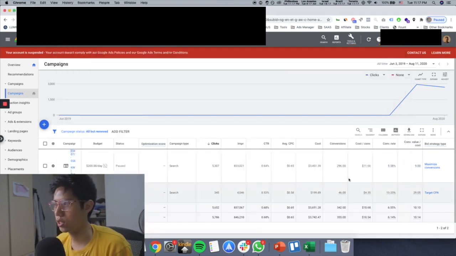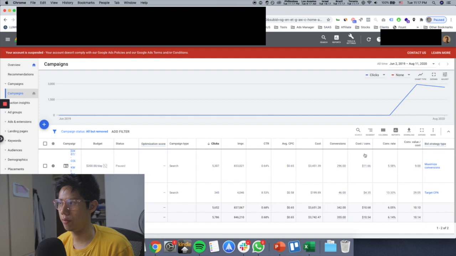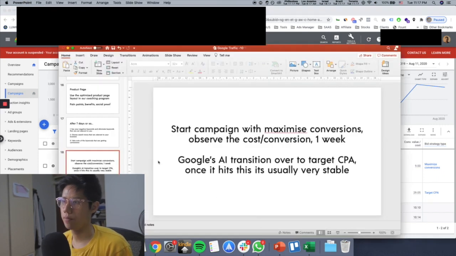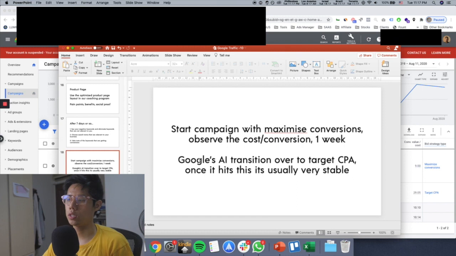Okay, then after you've started a campaign with maximize conversions, you first want to observe the cost per conversion. You can see here the cost per conversion is around $11. So it's stabilizing at $11, getting 296 purchases right here. There are actually a few more, but Google's pixel didn't track everything. Then once a lot of data comes through, Google's AI will transition over.